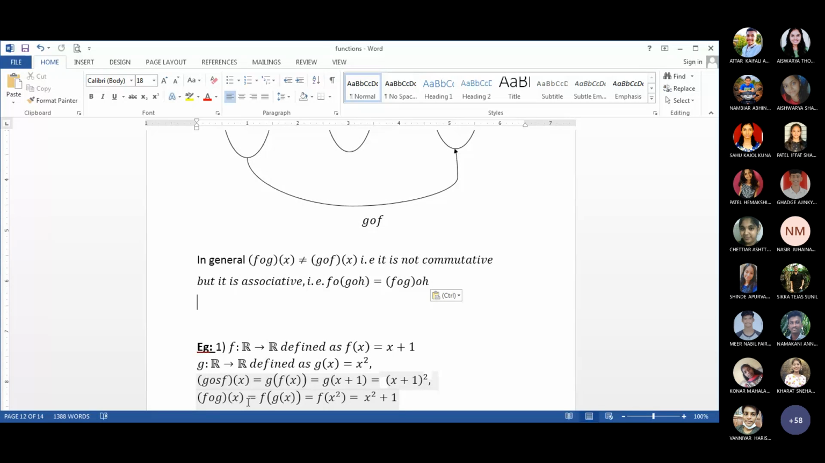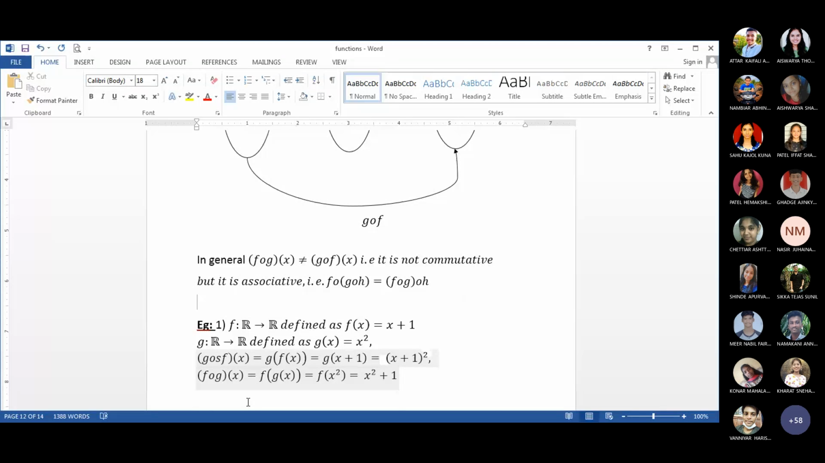But composition of function is associative. That means you take three functions, then the associative property will hold. That is, F composed with G composed with H will be same as F composed with G composed with H.